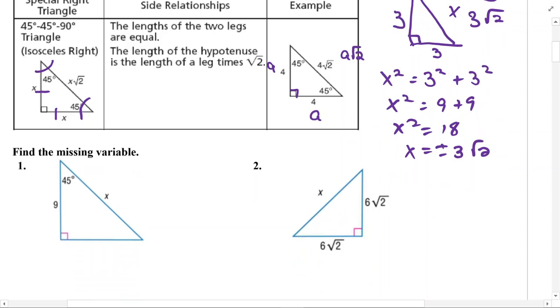Looking at the first problem, we're given this is 45 degrees, which makes this one 45 degrees also. So we have a 45, 45, 90. This side is 9. This side would be 9. And we have the pattern that says A, A, and A rad 2. So this side here would be 9 rad 2.